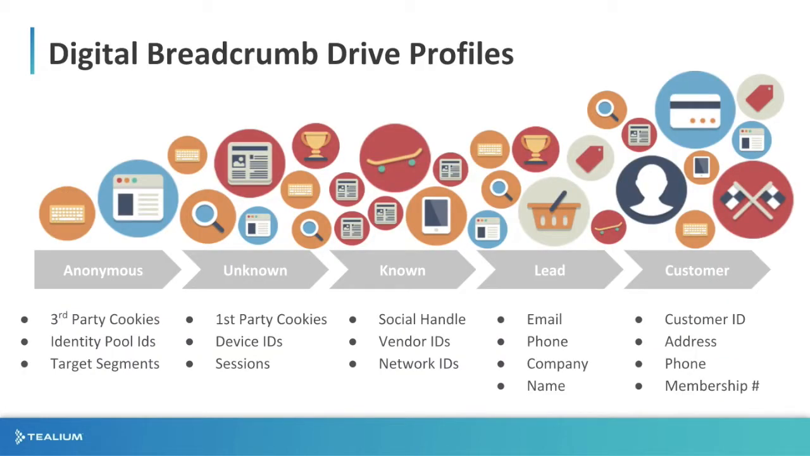And this understanding is really realized through the collection of unique visitor IDs that start to present themselves in these various interactions. So for example, when you're an anonymous visitor in your customer journey, we can leverage things like third-party cookies or identity pool IDs. But as you start to become known, this is where things like first-party cookies, device IDs, and sessions become present. And as we go further and further down this path, we get to a point where we know very explicitly customer ID, address, phone, membership number, etc.